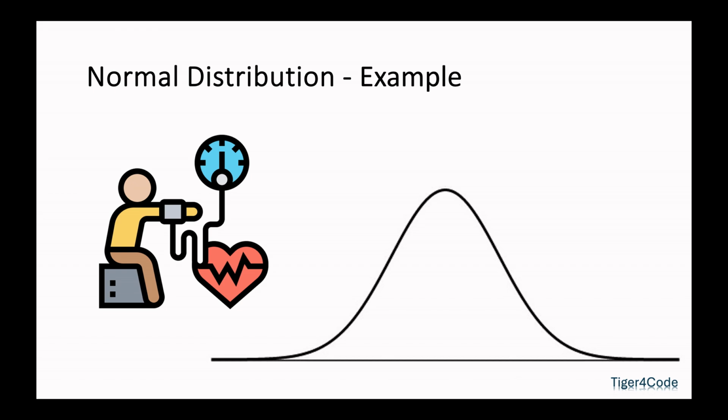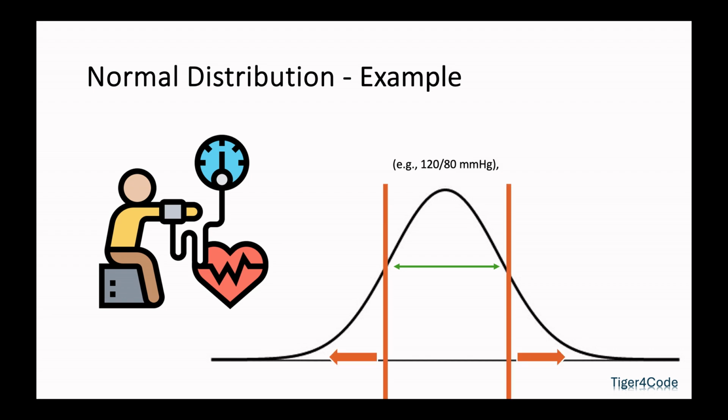Nature provides many examples of normal distributions, such as blood pressure. In a healthy population, blood pressure typically follows a normal distribution, with most people having readings near the average, which is around 120/80, and fewer having very low or very high readings.